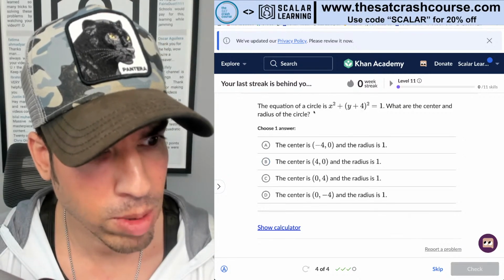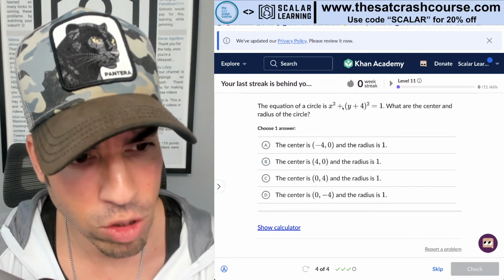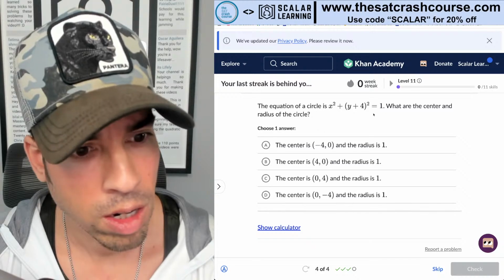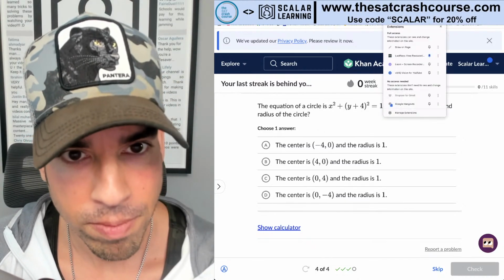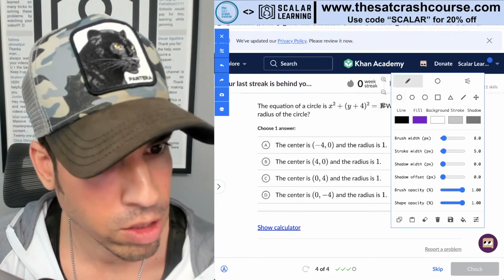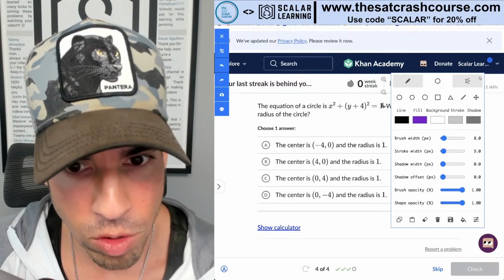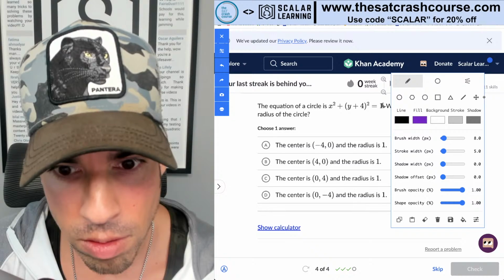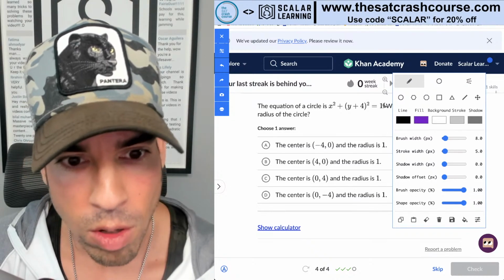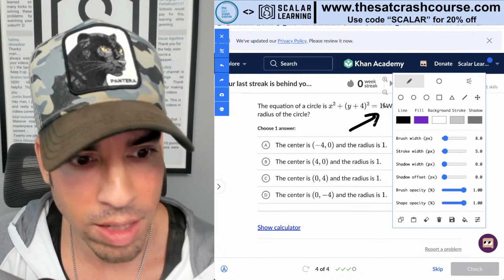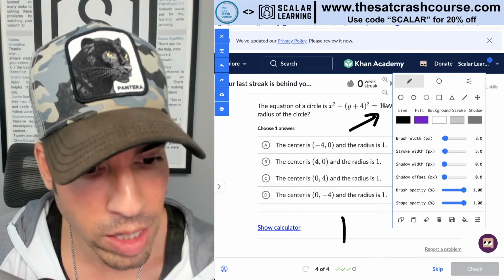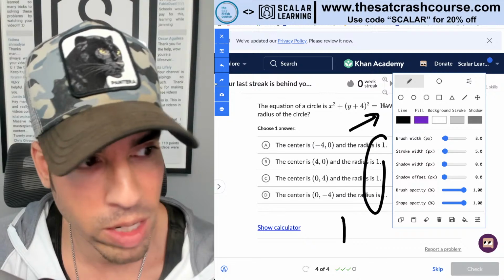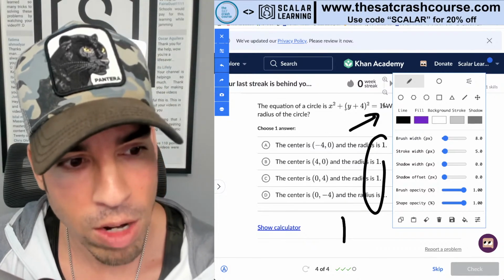And last but not least, we've got the equation of a circle, x squared plus y, blah, blah, blah, equals 1. What are the center and radius? So again, we have the radius squared on this side, which is 1. What's the square root of 1? It's still 1. So we have a radius of 1. Now, all these answer choices have a radius of 1, so that doesn't help us. But now it's all about the center.